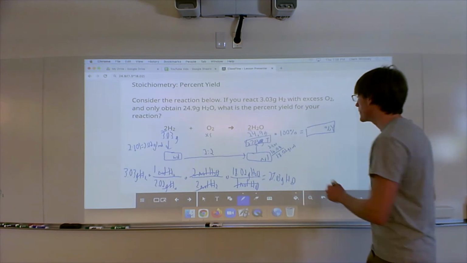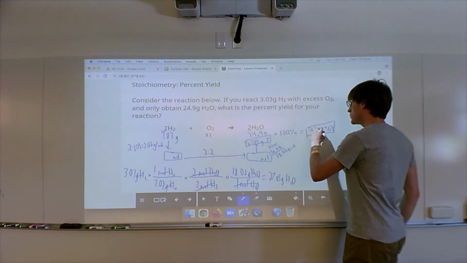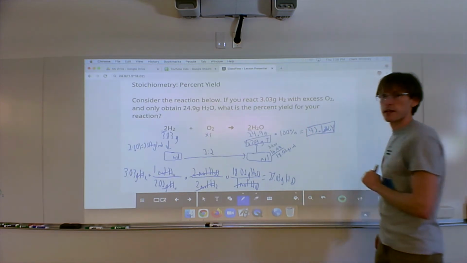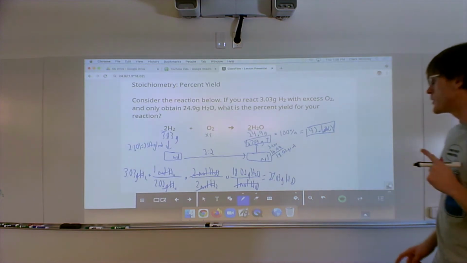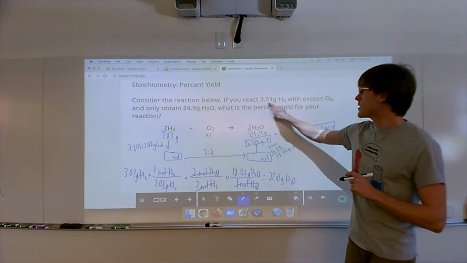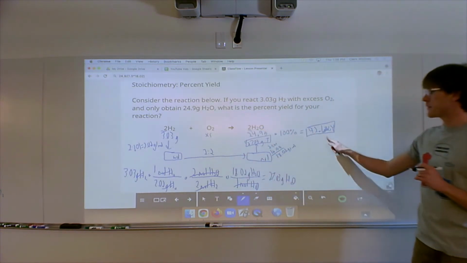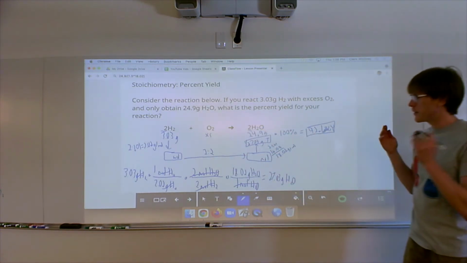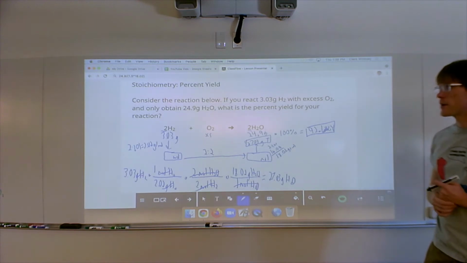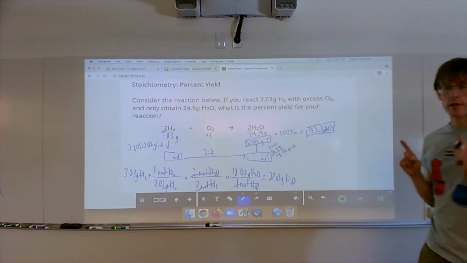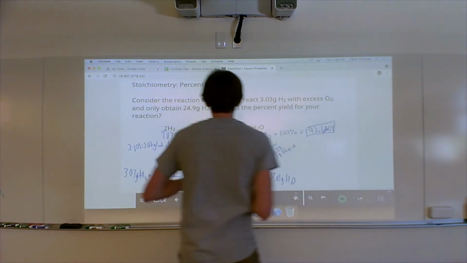And that is going to be 92.1%. I do want to point out that since we have 3 sig figs here and 3 sig figs here, we have to have 3 sig figs as our percent yield. But that is how you would calculate the percent yield for this particular problem.